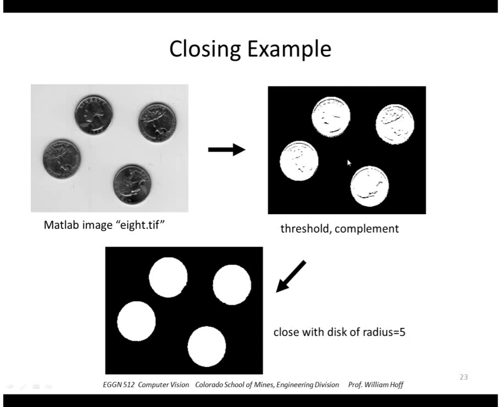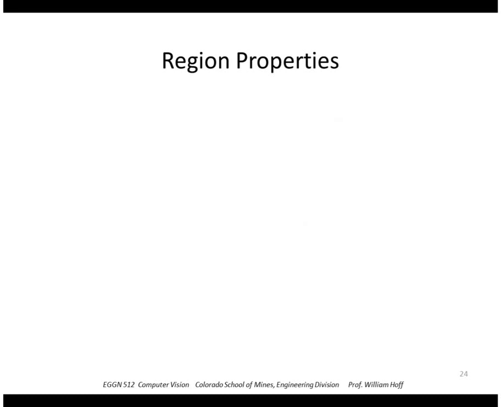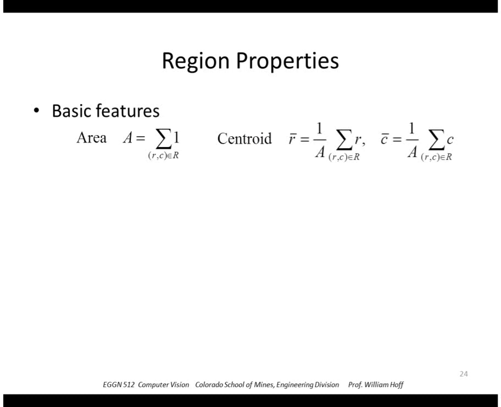Okay, so now that we've found connected components and done this processing to clean up, get rid of small noise regions, we can extract properties of them. And these properties are things like area, total number of pixels in a connected component, the centroid, basically the location of the center of it, as you can see here.